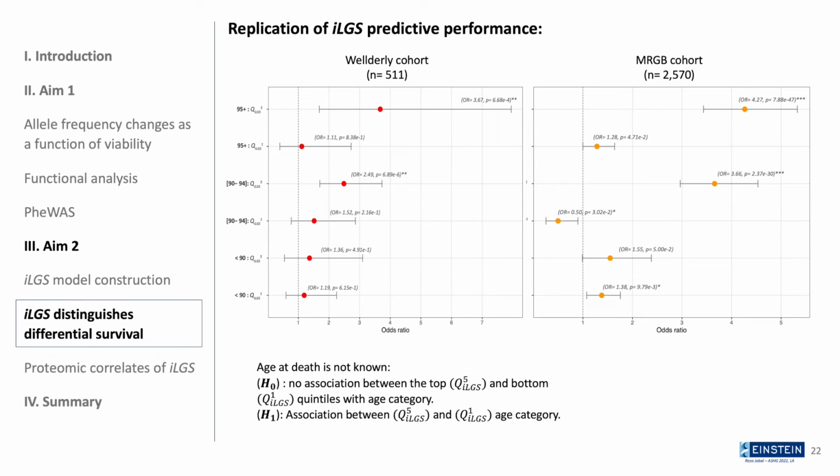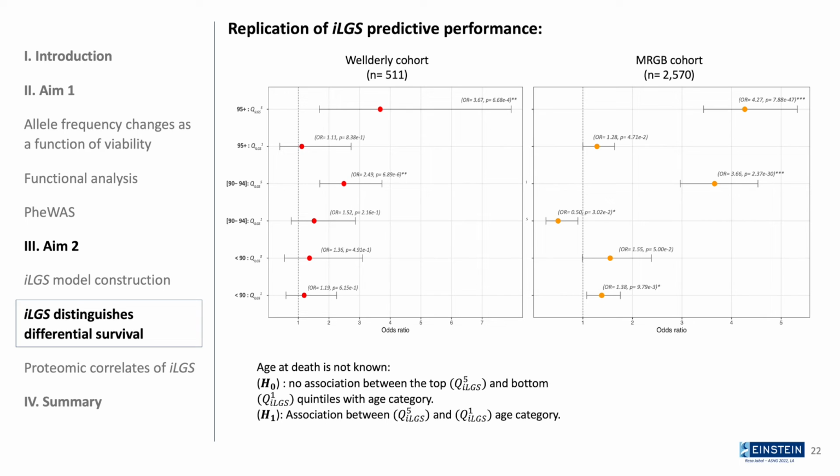In the elderly cohort, the top quintile was significantly associated with both the 95+ and 90 to 94 age categories. Individuals in the top quintile are 3.67 times more likely to surpass 95 years of age and 2.49 times more likely to fall into the 90 to 94 age bin than the rest of the iLGS strata. In both replication cohorts, the strength of association between the top quintile and the older age categories is significantly stronger.